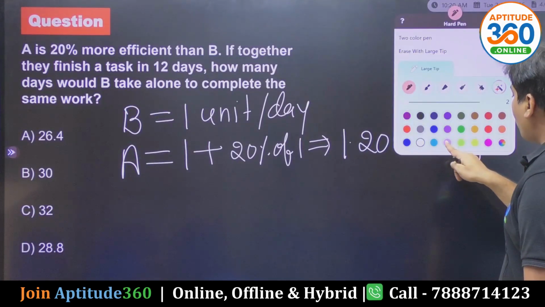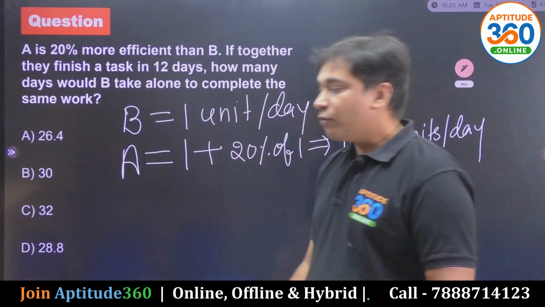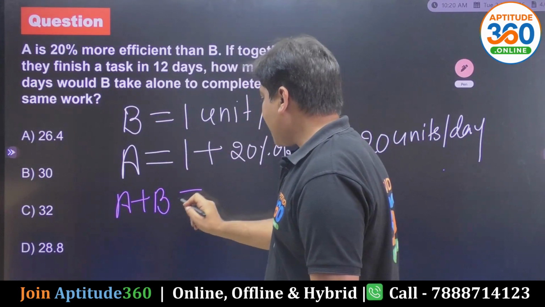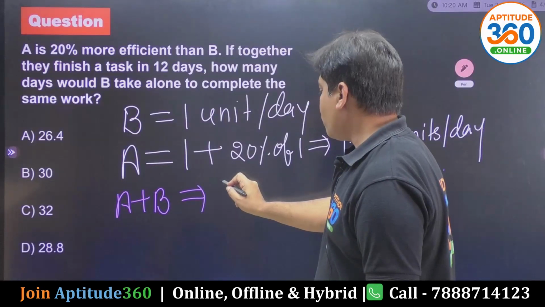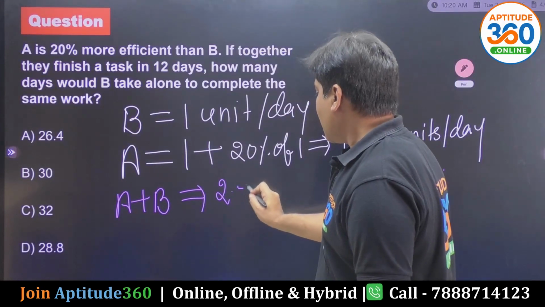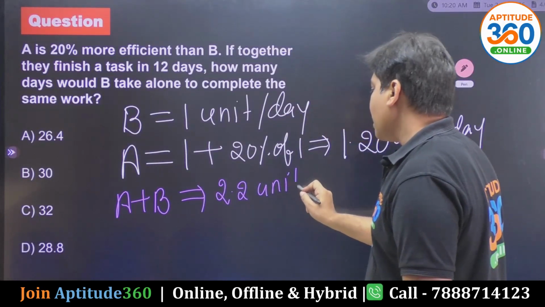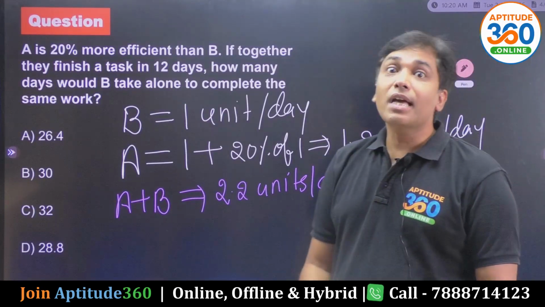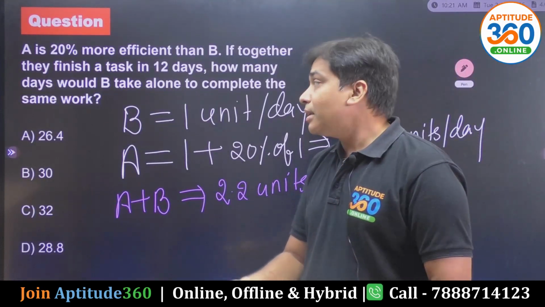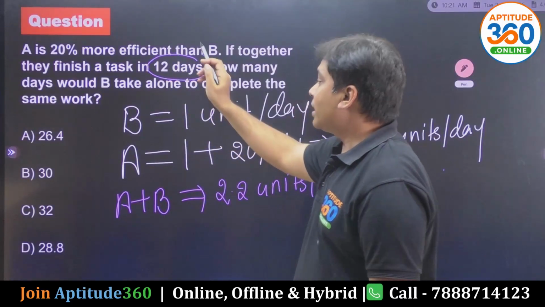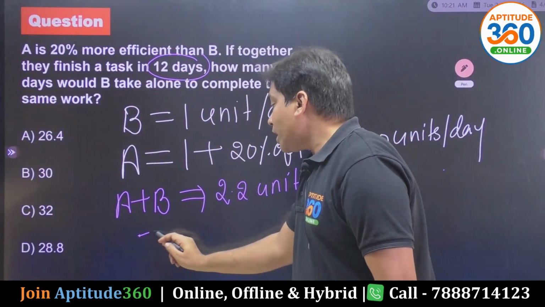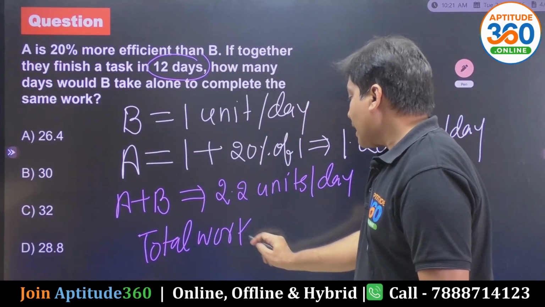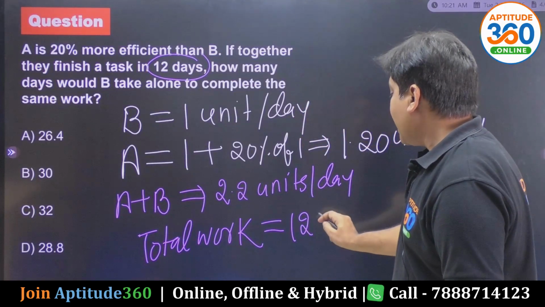So we know 1 day work of A and then 1 day of work of B, and together A and B, as per our understanding, 1.2 plus 1, it is going to be what? 2.2 units per day. And in how many days are they going to be completing the work together? यहाँ पे देके रखा है कितना? 12 days. So can I say that total work out here is going to be 12 into 2.2.